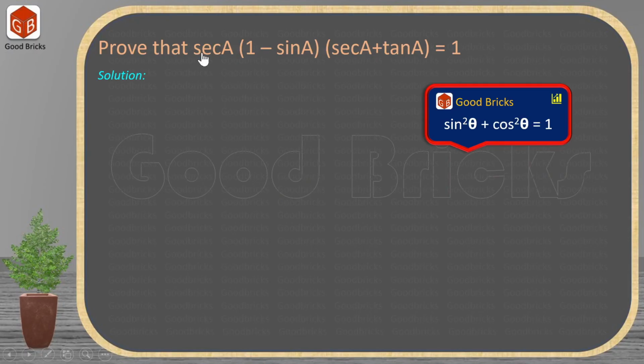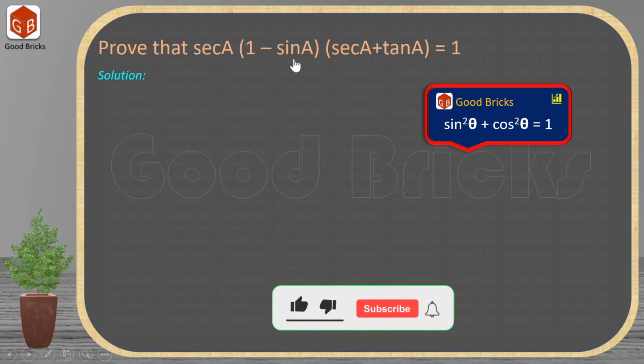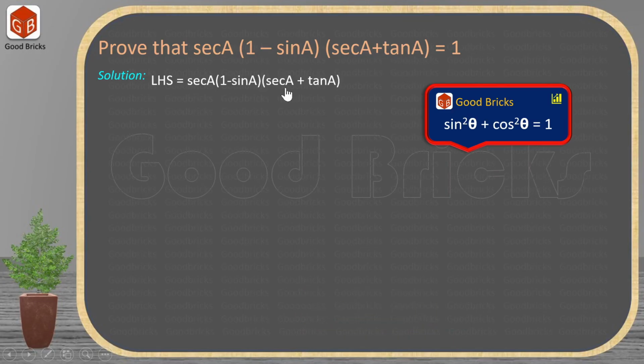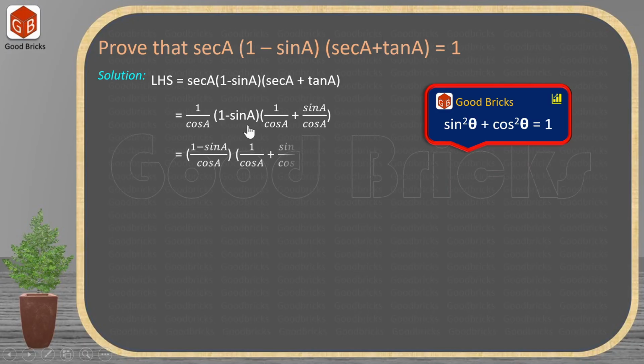Here secant A into 1 minus sin A into secant A plus tan A is equals to 1. That is what we have to prove. So this is what the LHS. And we can write secant A as 1 by cos A. Similarly, tan A as sin A by cos A. Now, when you multiply this 1 with 1 minus sin A, you can write 1 minus sin A by cos A. And this we did not disturb anything.